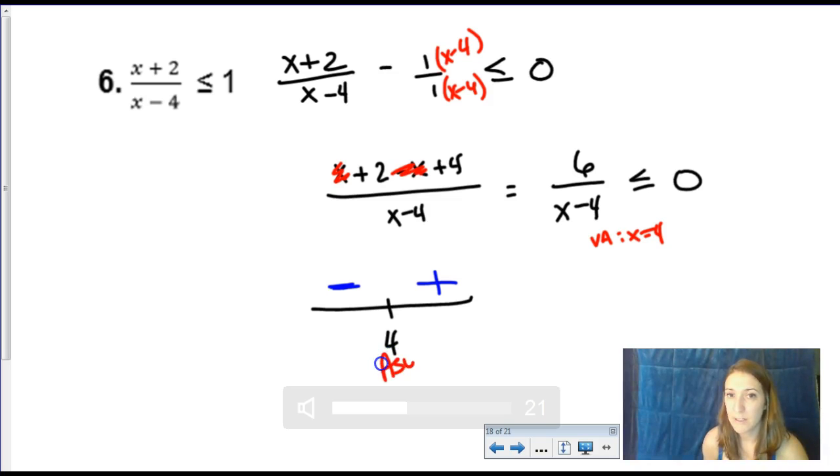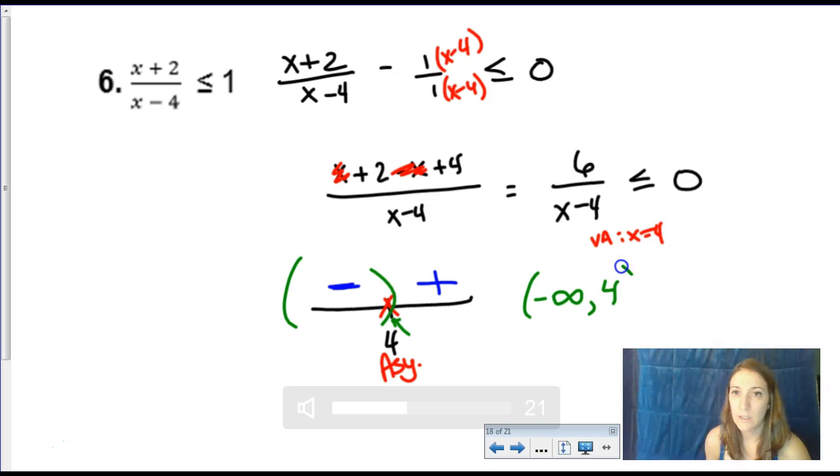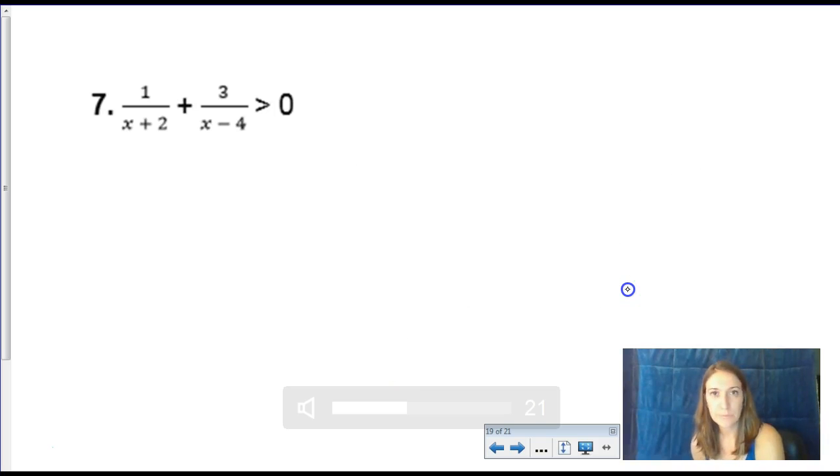Remember, this number here is an asymptote. So I can't include this as part of my endpoint. I can't use a bracket when I get to 4 because it's an asymptote. So less than 0 would be this section here, but not including that endpoint. So negative infinity to 4 with a parenthesis. Fancy, huh? All right. So be careful.